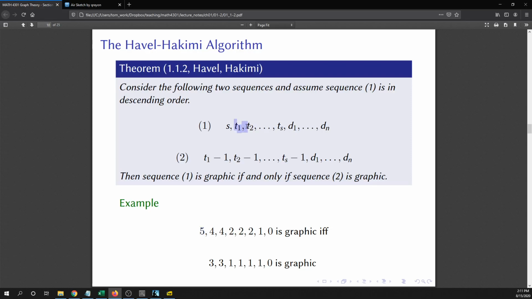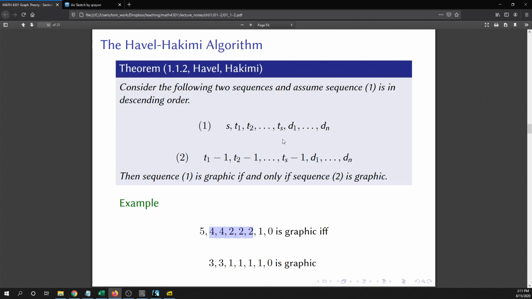And then I have at least 5 vertices that follow it, right? So T1, T2, all the way out to TS. So in this example, T1 is 4, T2 is 4, T3 is 2, T4 is 2, and T5 is 2. All right, so that is the S number of S vertices that follow. And then you have some other vertices that are beyond that, possibly, right? Okay, so 1 and 0 in this case. So you're starting with a sequence that looks like that.